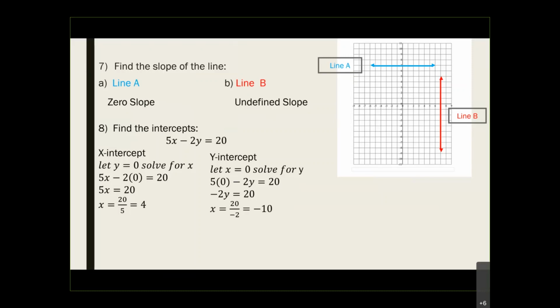But again, math is all solving. We do a lot of solving, which is doing the opposite operation. Looking at this thing here, any questions on how to find the slope in number 7 and how to find the intercepts in number 8? Any questions with number 7 or 8 here?